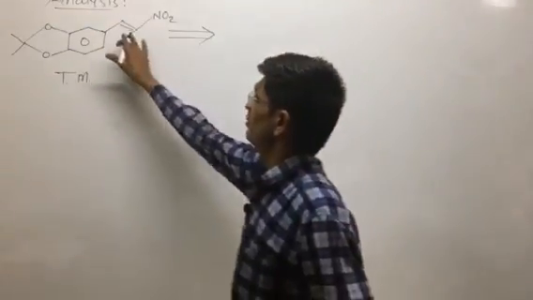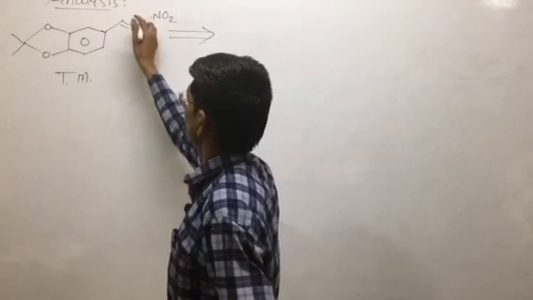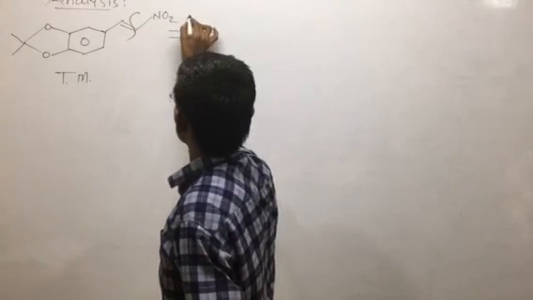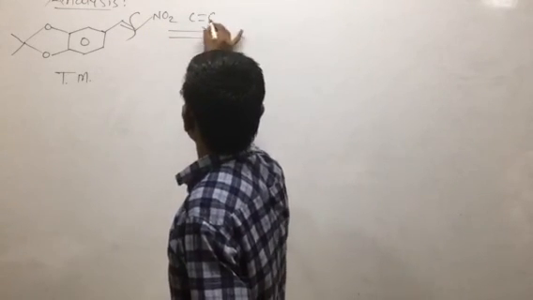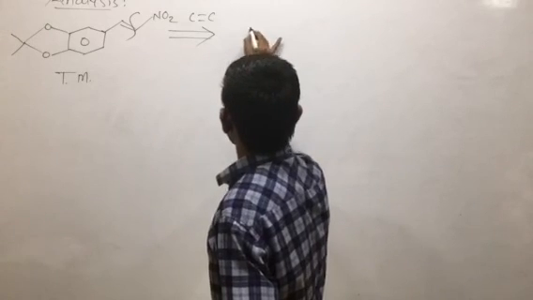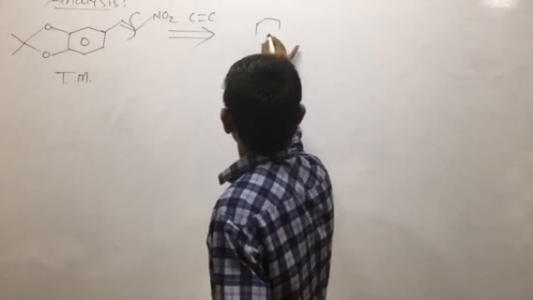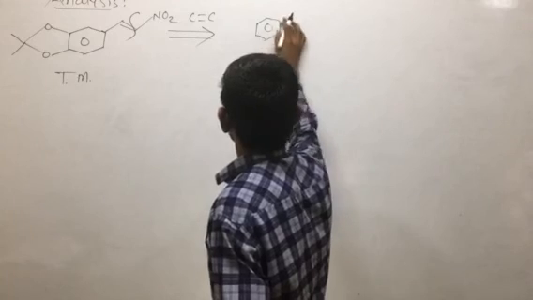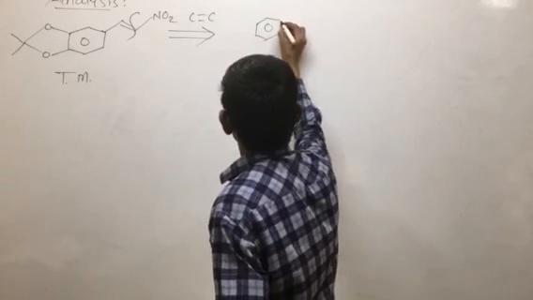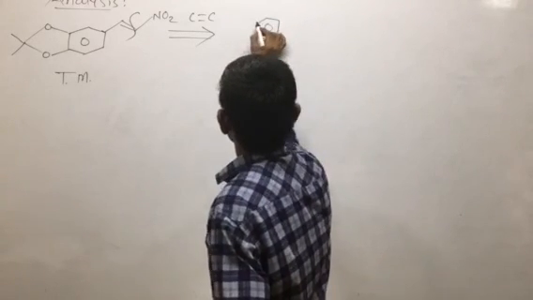First, what is the analysis? How is this doubly bonded carbon atom obtained first? If you want a C=C disconnection, then what happens? The cyclic ether remains as it is here.